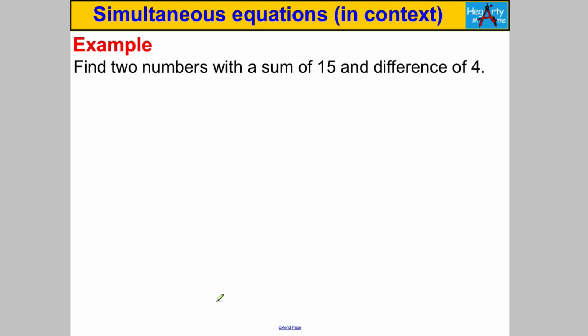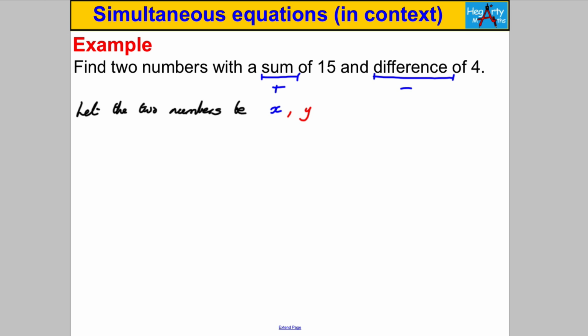It says find two numbers with a sum of 15 and a difference of 4. Now, sum means when you add them together. Difference, we should know, means when you subtract them. Now, we don't know the two numbers, so we better state we're going to call them something. So let the two numbers be x and y. Why not? Call them x and y. It's as good as anything. Could call them A and B if you want, C and D, P and Q, Bob and Jim, but let's just call them x and y for the sake of it.